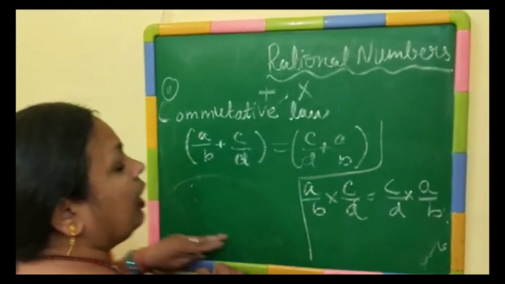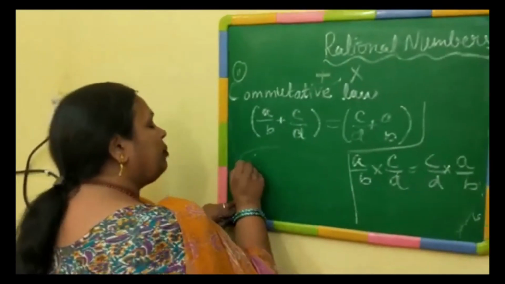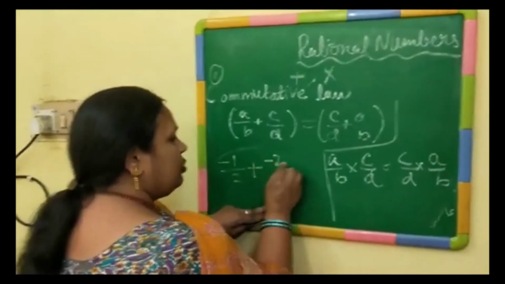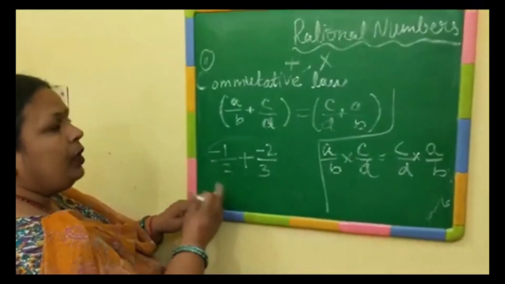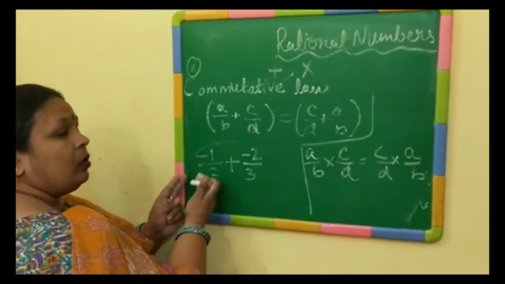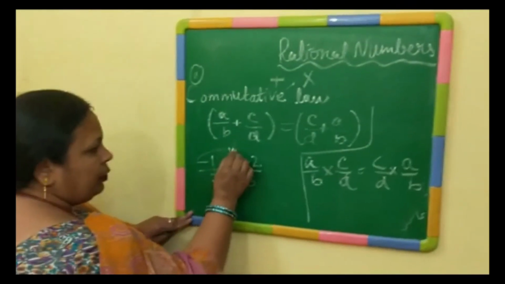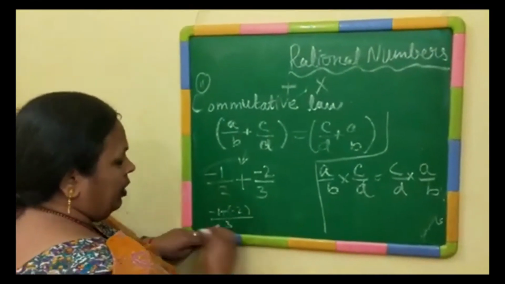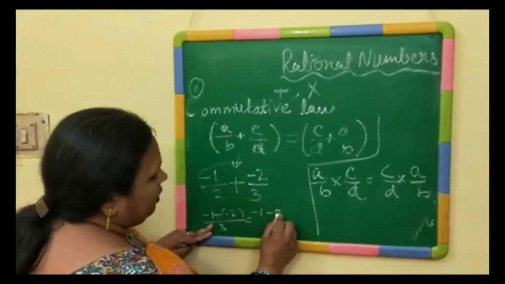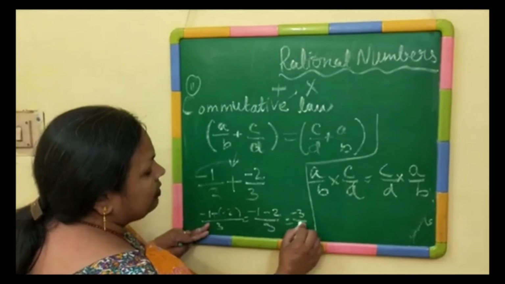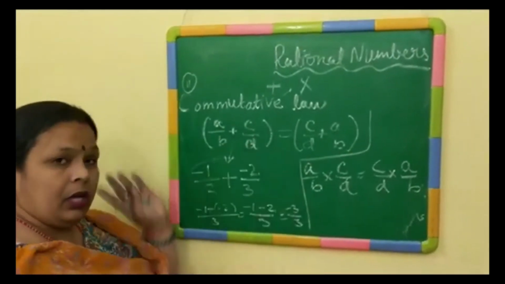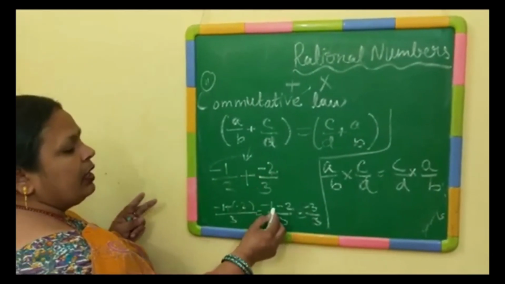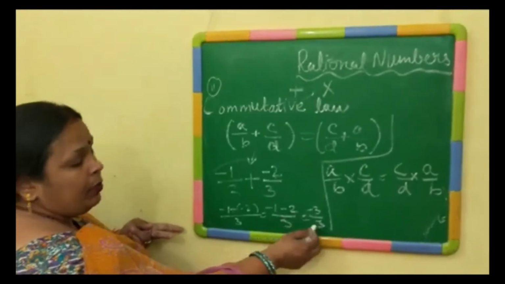Clear? Now, let's take an example of minus 1 by 3 plus minus 2 by 3. When you are adding it, either you add towards this side or this side. For the first one, this comes as minus 1 plus minus 2 by 3, that means minus 1 minus 2 by 3 is minus 3 by 3. Clear? Now, when you make it the other way round, that comes as minus 2 plus minus 1, again minus 2 minus 1 by 3. Total is going to be minus 3 by 3.